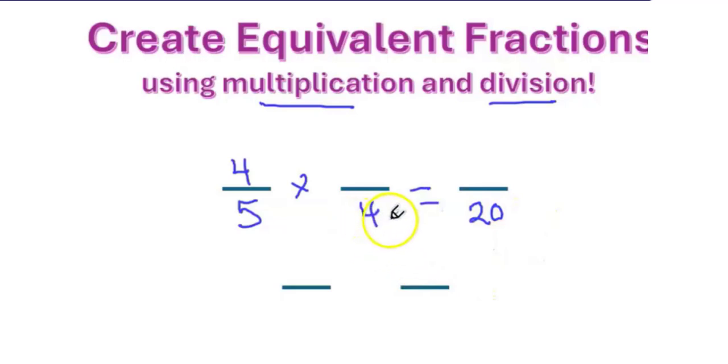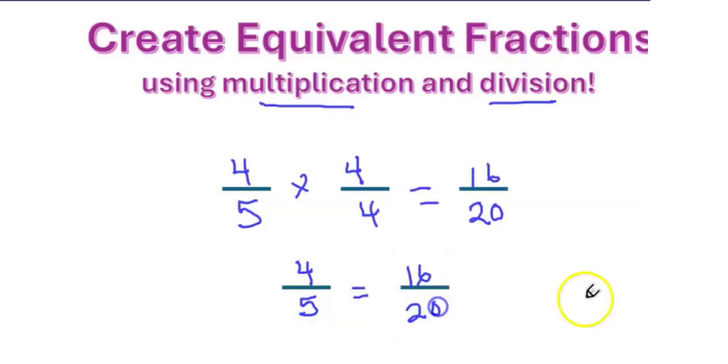Well, if we're going to multiply the denominator by 4, then we have to multiply the numerator by 4. 4 times 4 is 16. Therefore, 4/5 equals 16 over 20. So we will use this a lot when we move into adding and subtracting fractions.